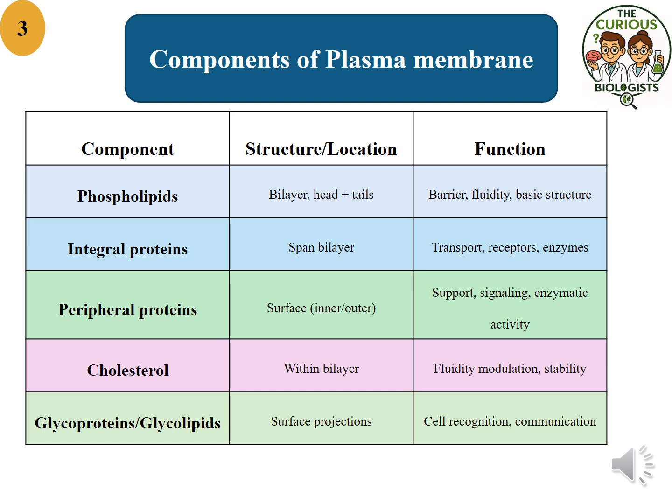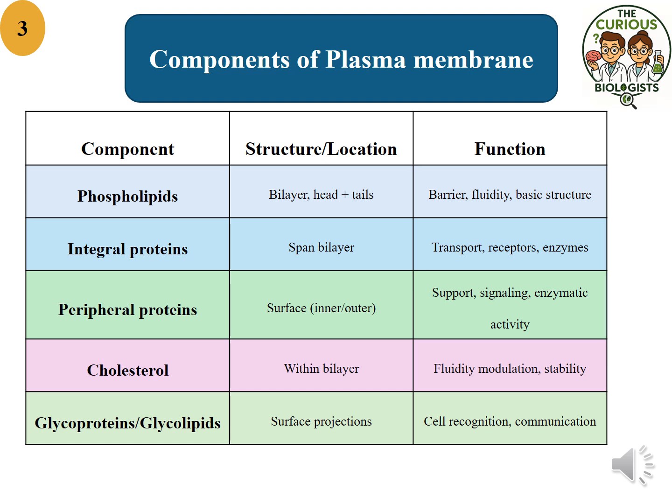Next comes the integral proteins. These proteins span the bilayer. Okay, and their function is they are transporting things out and in the cell. Either they are acting as receptors or they are acting as enzymes. The next component is peripheral proteins, which are either sticking to the inner or the outer surface, and they can act as a support protein. They can act as signaling molecules, or they can also have enzymatic activity.